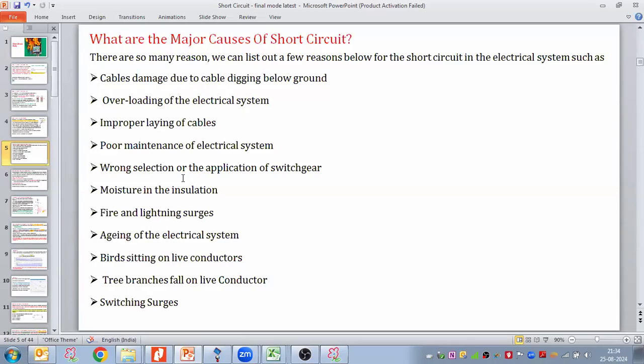Birds sitting on live conductors, and if they come in contact with another conductor, this may also result in short circuit. A tree branch falling on the live conductor is also one of the reasons for the short circuit. Or switching surges coming from the equipment and equipment insulation flashover could also be a reason. So there are many reasons why short circuit occurs, but I tried to list a few reasons why short circuit happens in the system.